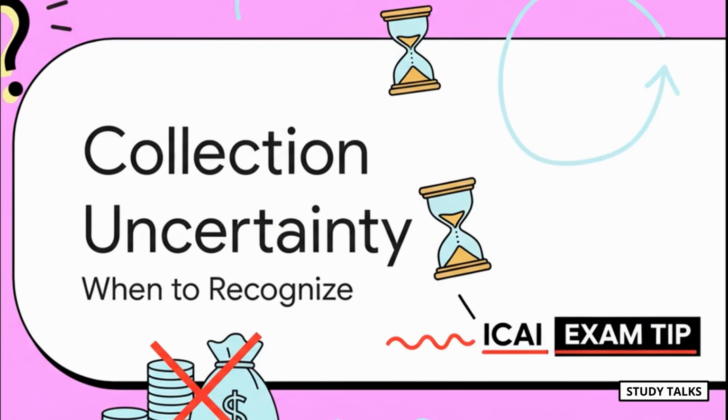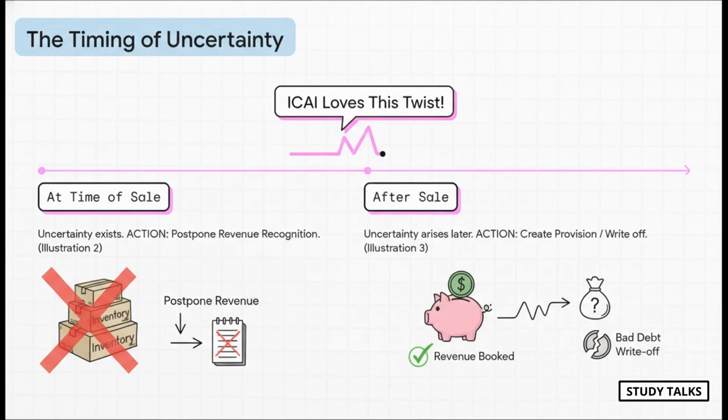Okay, let's circle all the way back to that nightmare scenario we started with. The sale's made, but you're not sure you're ever going to see the cash. What now? This is absolutely critical, and this is where the big marks are. And here's the million-dollar question. When did you find out about the uncertainty? The timing changes everything. If you knew from day one, at the time of sale, that collection was iffy, you cannot recognize revenue. You postpone it.